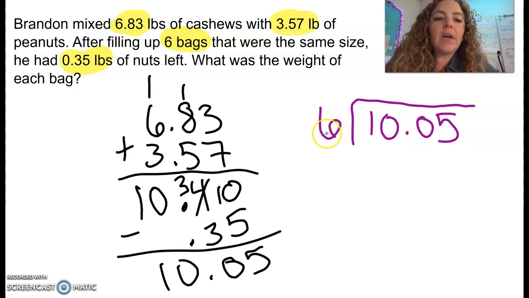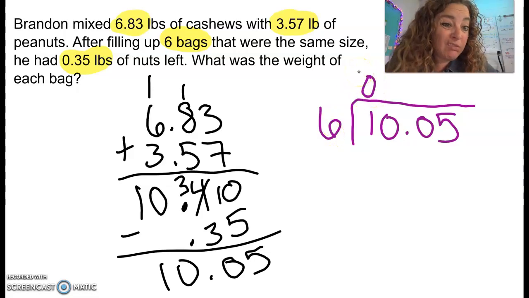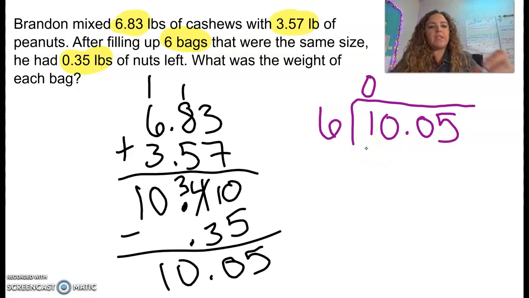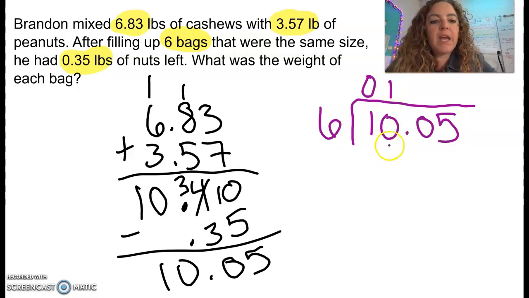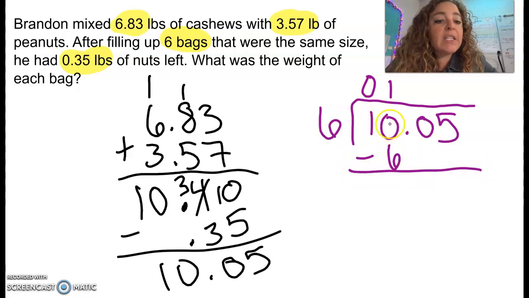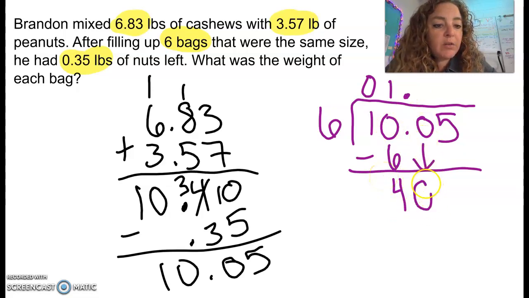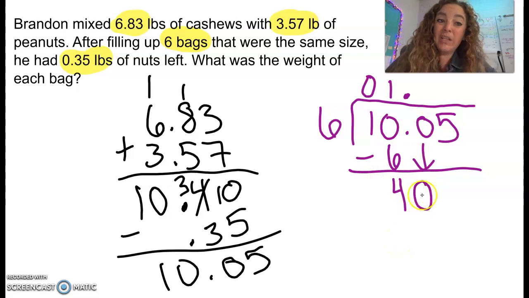Okay, so I know 6 will not go into 1. It's too big. You can't take any 6s into this one, but 6 goes into 10, right? If I think about the number 10, there's 1 6 within that, so I'm going to put a 1 down. 1 times 6 is 6. I'm going to subtract. 10 minus 6 is 4. I'm going to make sure I bring up my decimal because it just goes straight up. I'm going to carry down my 0.